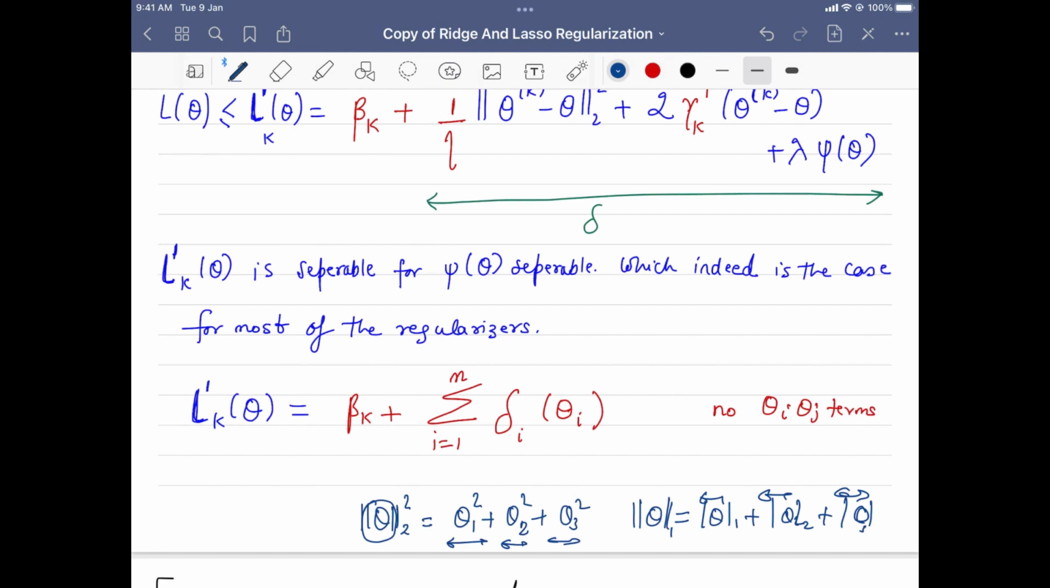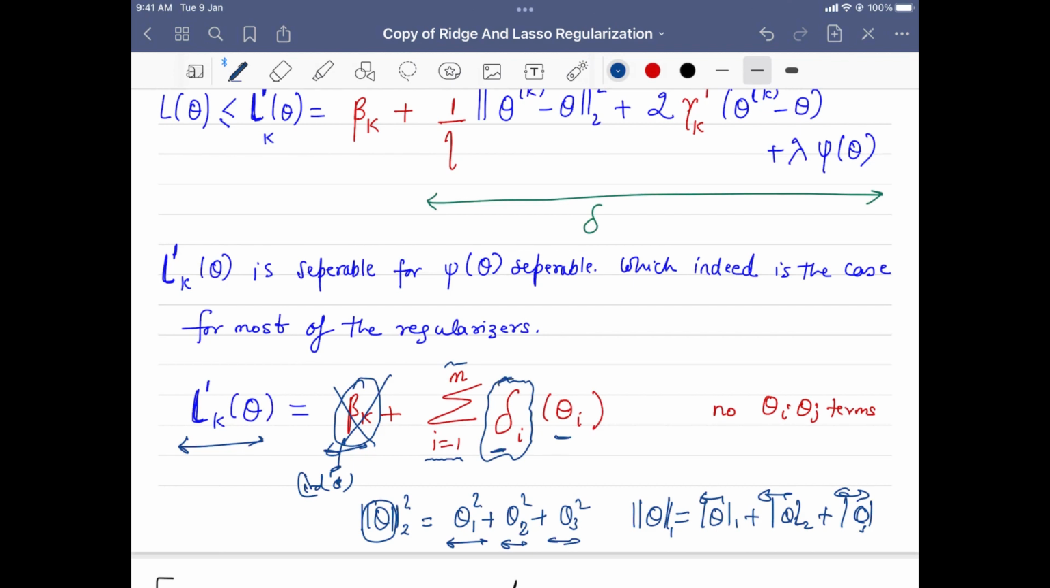So what we are trying to say is, I am representing the loss function L prime k as beta k, which was the original thing independent of theta. So this will go to 0 also because it is independent of theta. And then what we are saying is this L prime k is nothing but the summation of i running from 1 to m of delta i of theta i. So what is this delta i of theta i? I will explain it now.